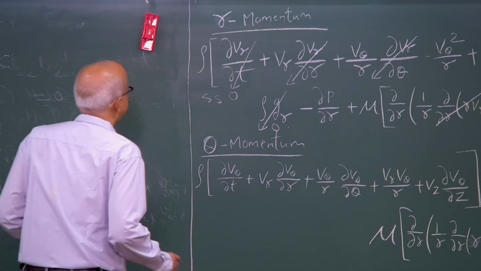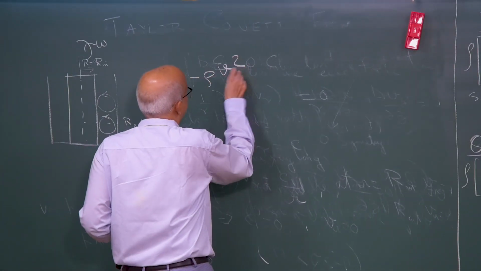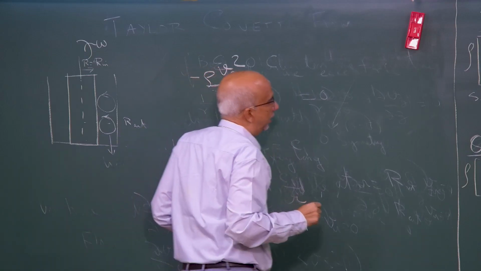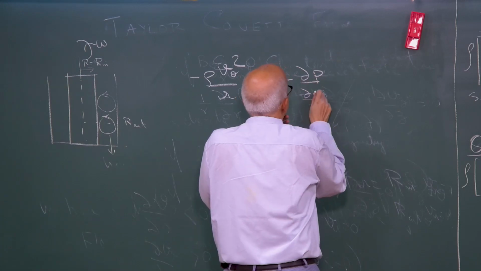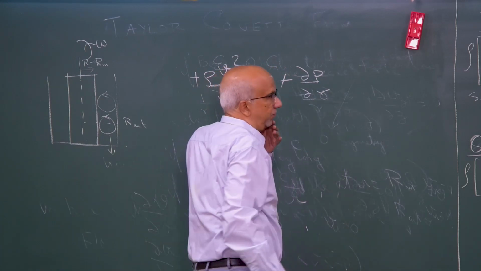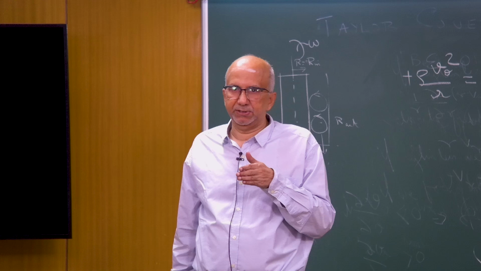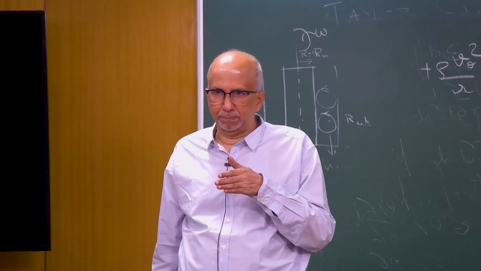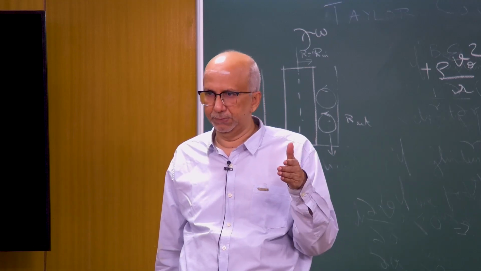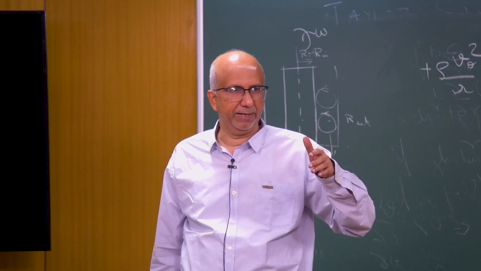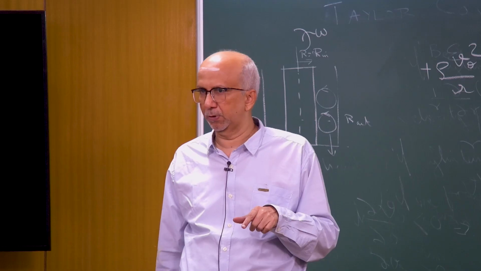So, in the r direction, what I am left with is minus rho V theta squared by r equals minus dP by dr, or I can make both of these plus. What this means is there is a pressure gradient which is developed in the radial direction. In the radial direction you have a pressure gradient, dP by dr is not 0 because V theta exists.